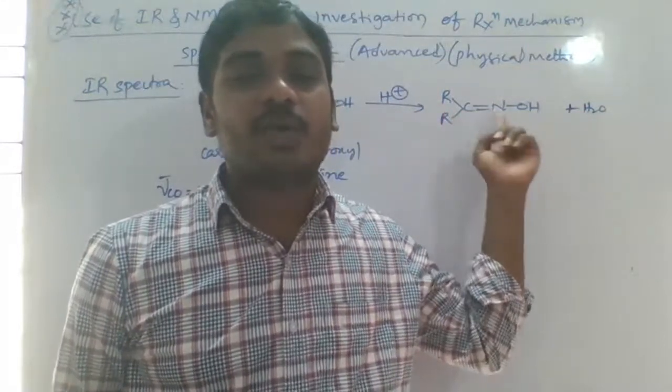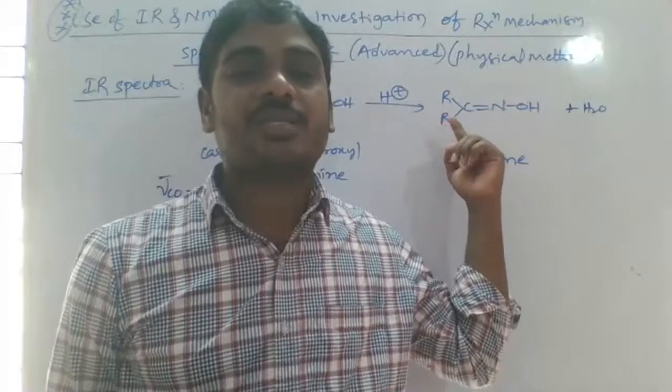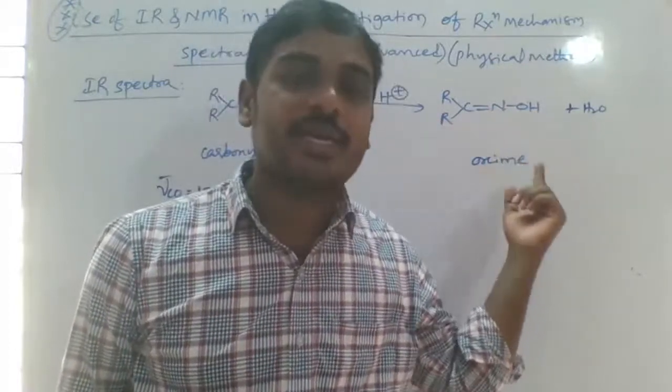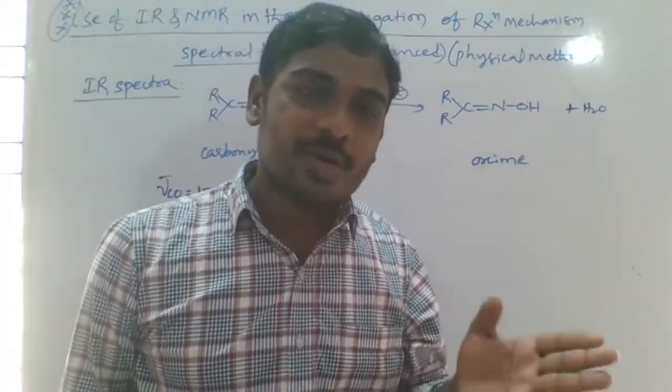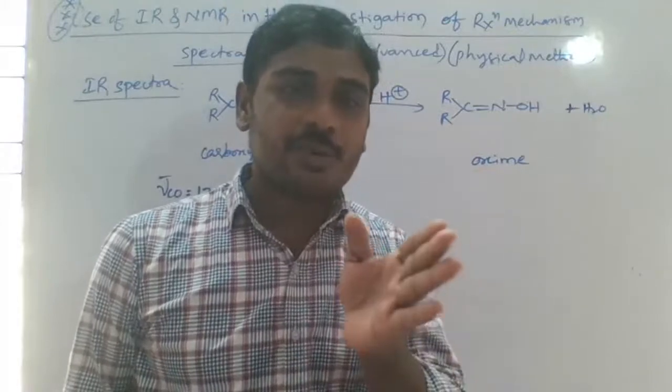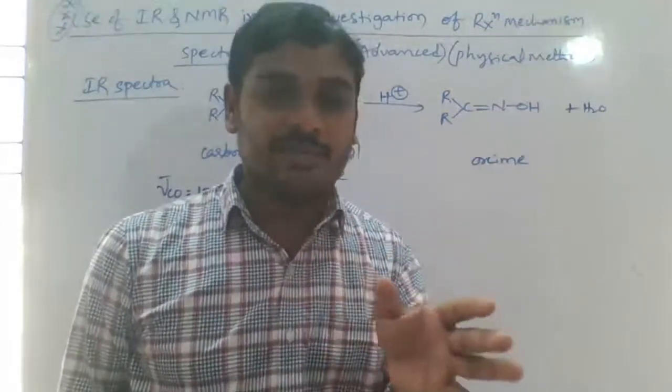This is an OH and this is an R group, which is lost. Then it can be converted into cyanide. Cyanides mainly appear at 2175 to 2200 centimeter inverse.